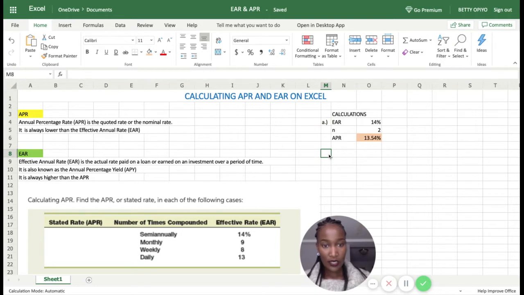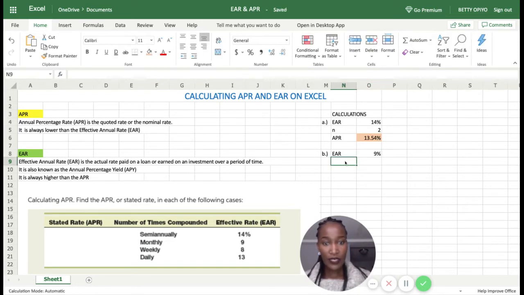Okay, for the second one, which is B, we've been given the effective annual rate as 9%, and it's compounded monthly. 9% EAR, compounded monthly, and as you know, we have 12 months in a year, so N would be 12. So in this case, we have the EAR as 9%.